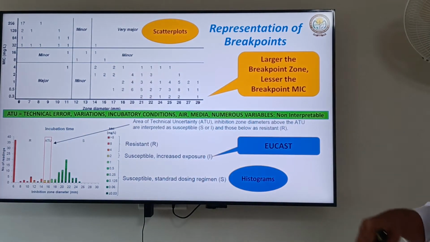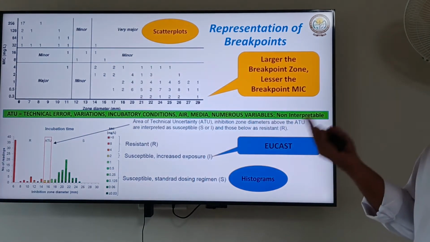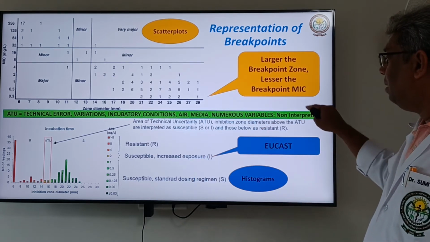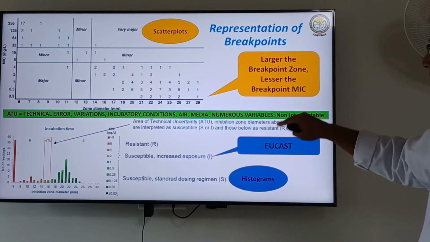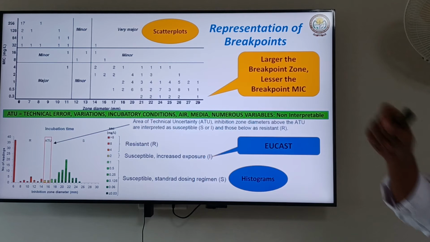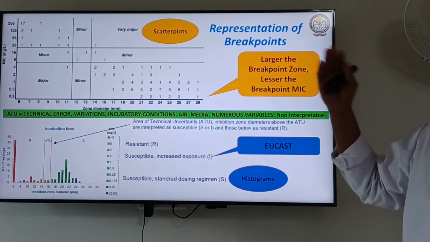EUCAST says that, okay fine, you increase the dose and duration, the patient is likely to respond with this MIC. But with CLSI, they have actual validated clinical studies which say that, okay, if I am using 4.5 gram of piperacillin tazobactam with an MIC of 32/4, in that case, it will respond. So same thing goes for others.